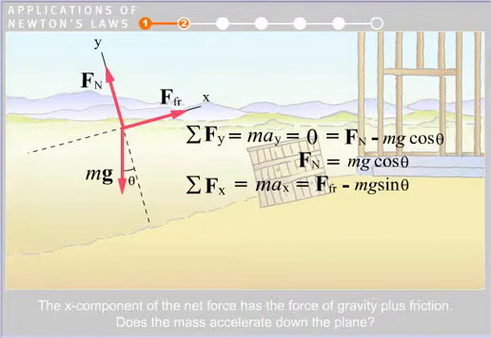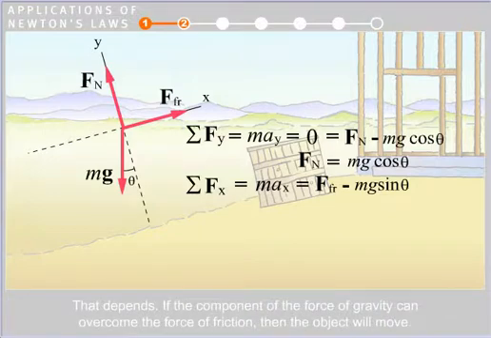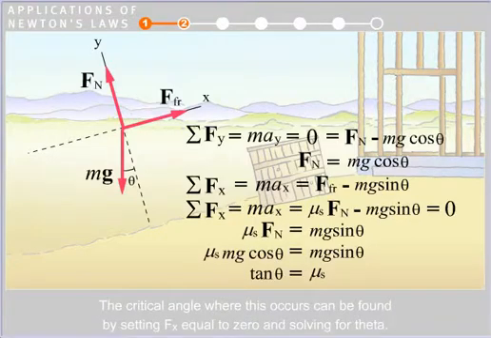Does the mass accelerate down the plane? That depends. If the component of the force of gravity can overcome the force of friction, then the object will move. The critical angle where this occurs can be found by setting Fx equal to 0 and solving for theta.